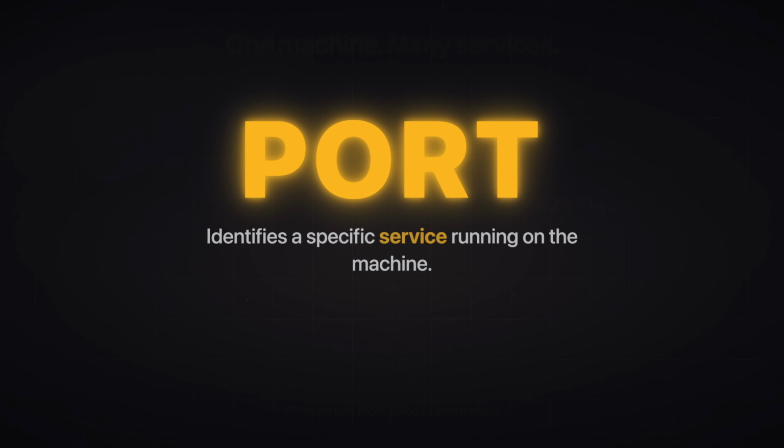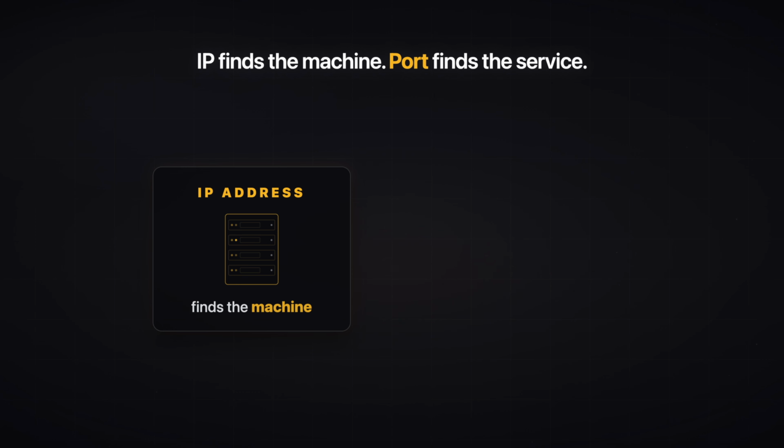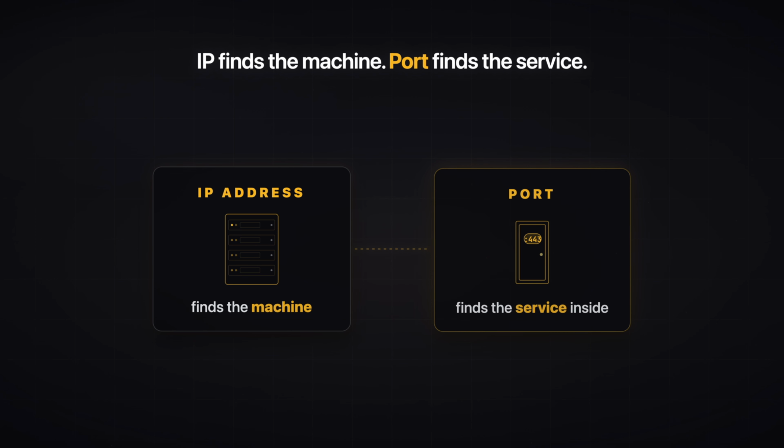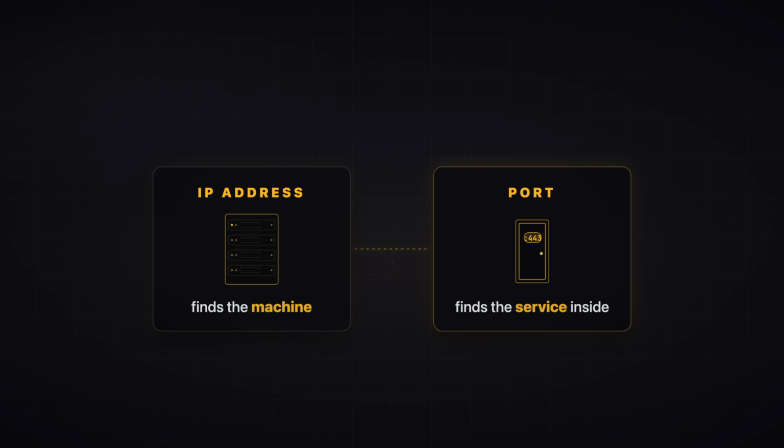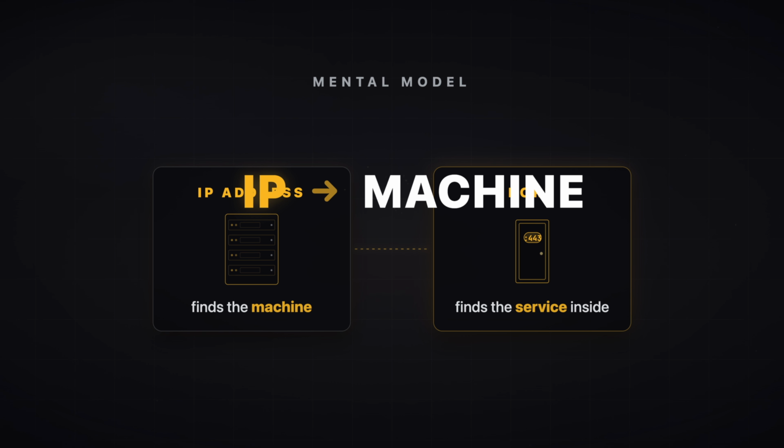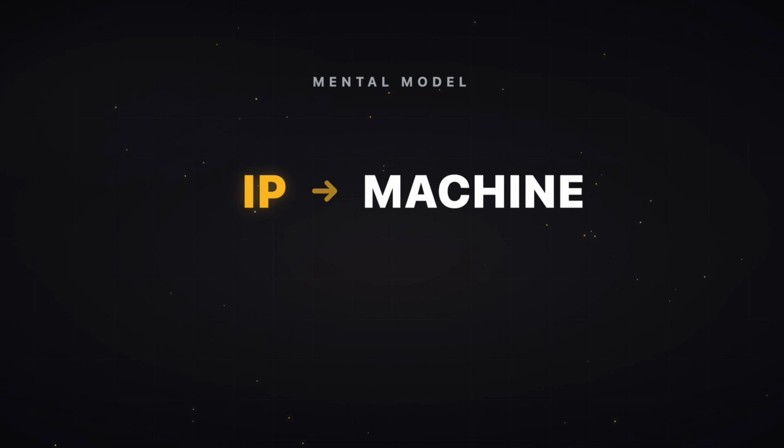A port is a number that identifies a specific service running on a machine. The IP address tells your computer which machine to contact. The port tells it which service inside that machine should handle the request. So the simple mental model is IP finds the machine, port finds the service.